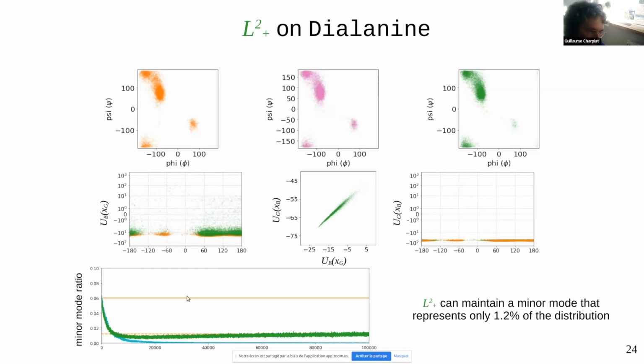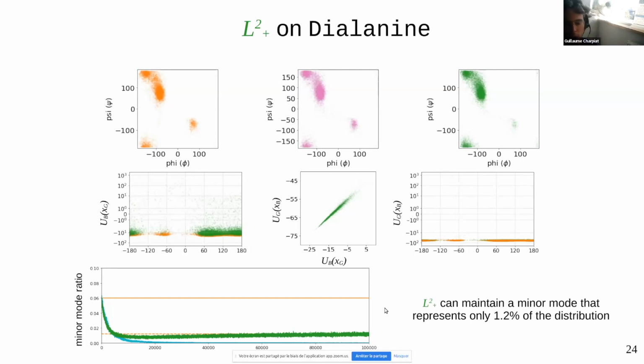Basically, that's what we already showed before. Here we see the ratio of the minor mode, the proportion with respect to all the mass in the whole set. We see that it decreases, but after a while, it's maintained and doesn't go to zero. And that's the behavior we wanted to get. So in that sense, we succeeded in designing a loss that is not going to get rid of the minor modes.